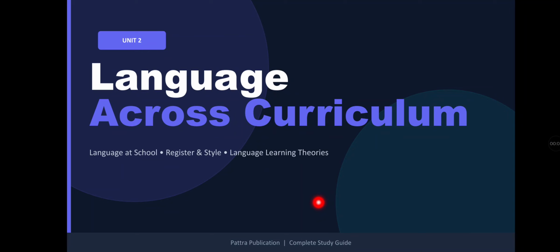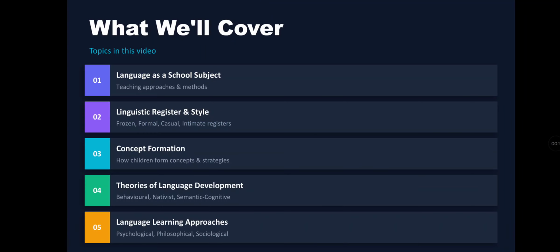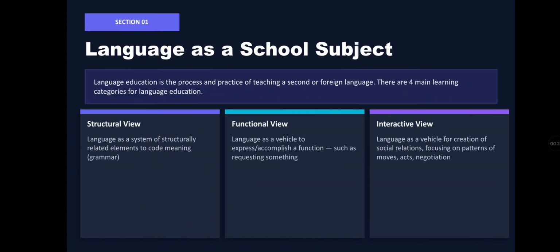This is Unit 2, Language Across Curriculum. What we are going to cover in this session is language as a school subject, linguistic register and style, concept formation, theories of language development, and language learning approaches. Let's get started with the first section, which is language as a school subject.